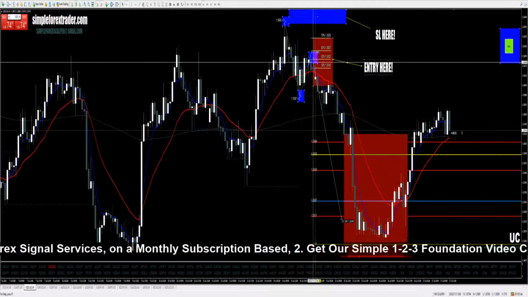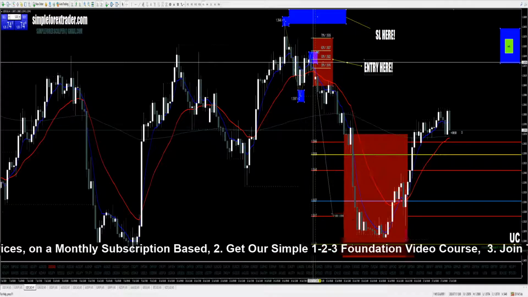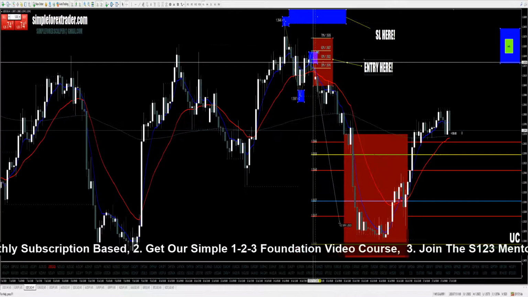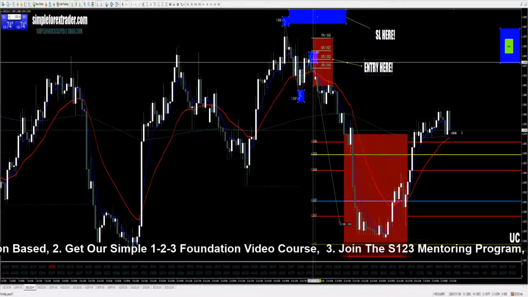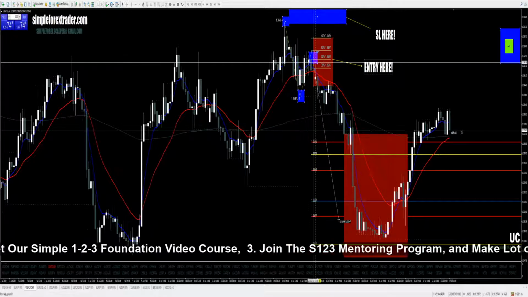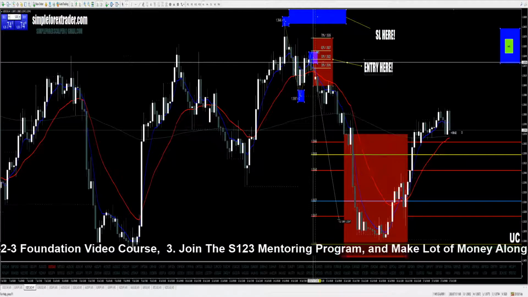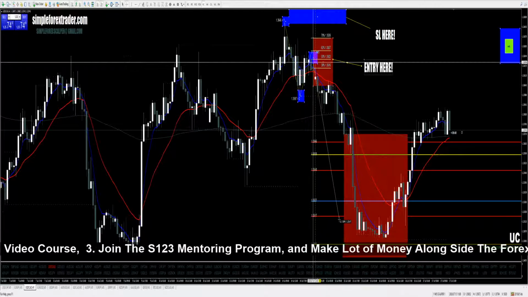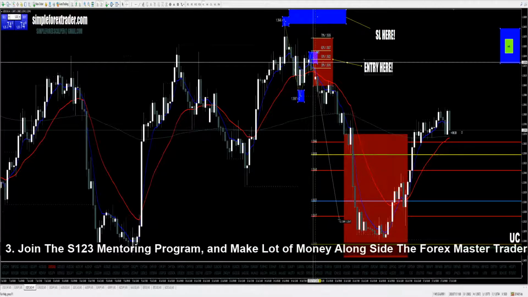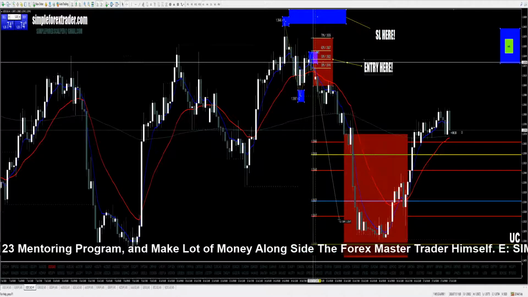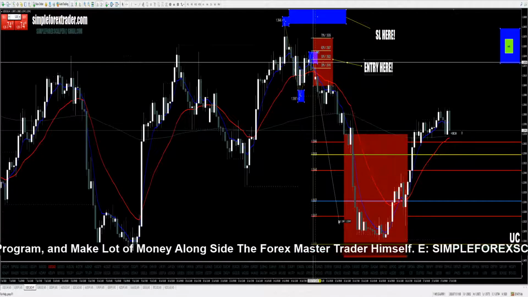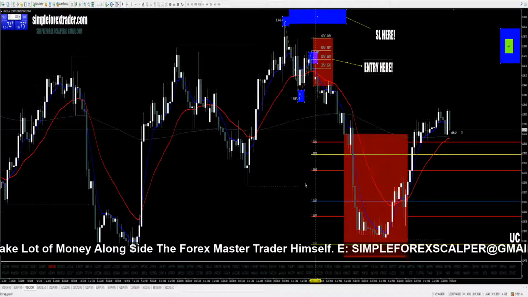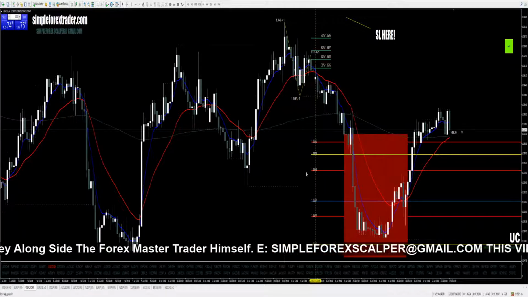So it's a very easy scalping system that you can use just by using this wave calculator to plot your take profit targets. So that's how easy it is, guys. Simple as that. Let's keep looking.